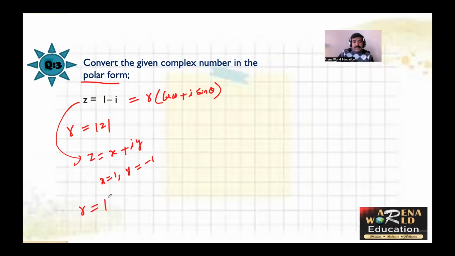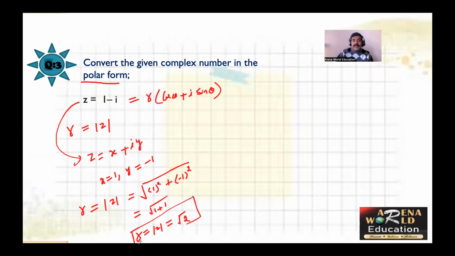So what is r? Yes, r is mod z, and modulus z is what? Under root 1 square plus (-1) square. Right? And this will be 1 plus 1. So r is mod z, and this is under root 2. It means, first of all, the value of r is equal to under root 2. Right? r is nothing but the modulus.